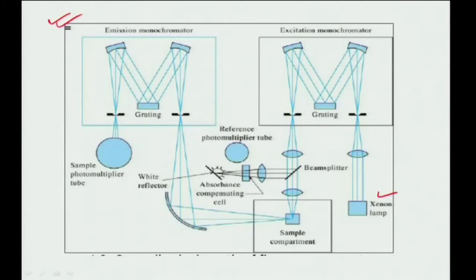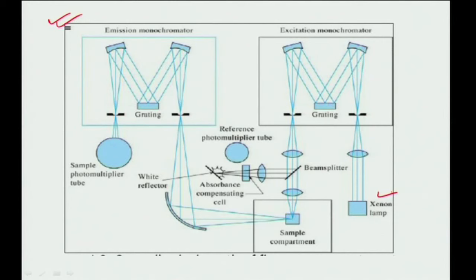So, you have a xenon lamp. Now, you have a xenon lamp in this case, but in case of absorbance you do not have a xenon lamp. It is not that you cannot have a xenon lamp, people can have xenon lamps. Only that in that case you had two lamps, deuterium and tungsten, which are more common.